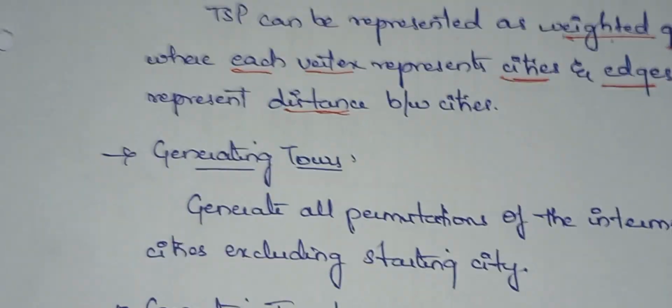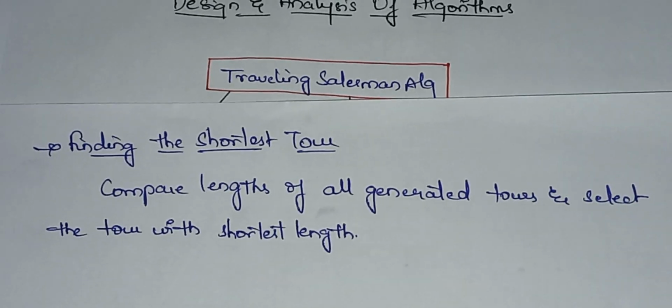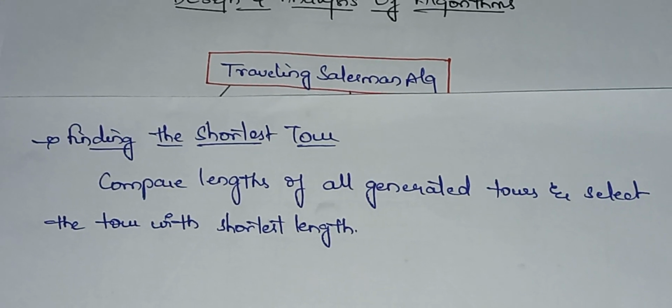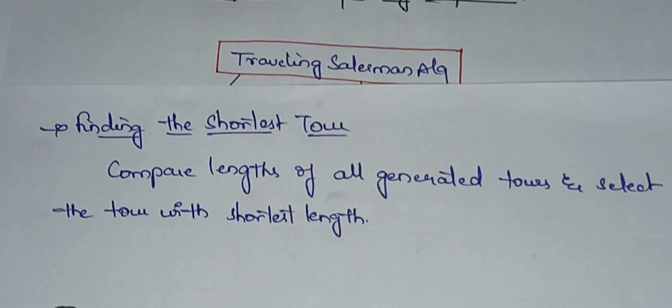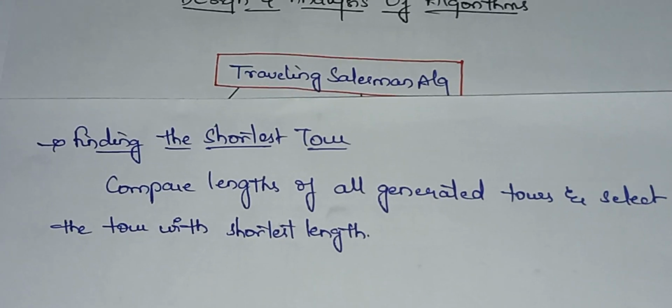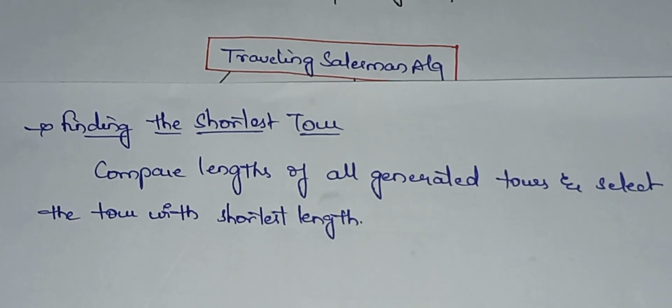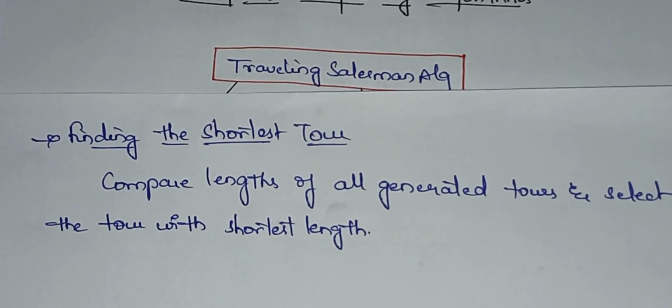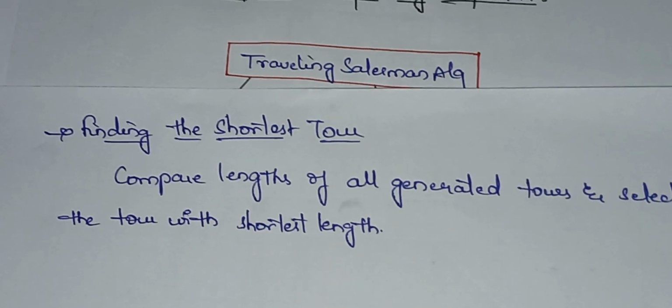Next, moving on to the fourth step. The fourth step is to compare the lengths of all generated tours and select the tour with the shortest length. Once you have visited each and every intermediary city and calculated the length of each tour, you have to finally identify the shortest length. That is what finding the shortest tour is.